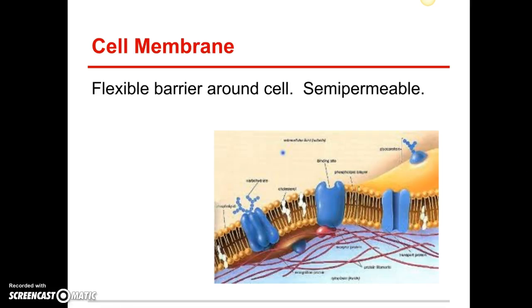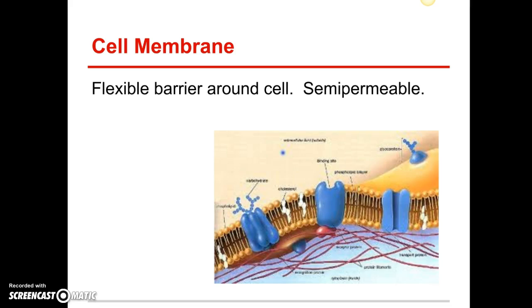Starting from the outside in, cell membrane is a flexible barrier around the cell. It's what holds your cell together. Now, especially in humans, our cells exist in water. We're made of anywhere between 60 and 75% water, depending on how hydrated we are. And we exist in water. Think of your membrane as the oil in the water. It does not dissolve in water.